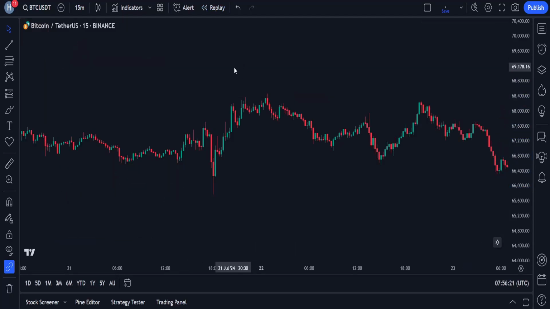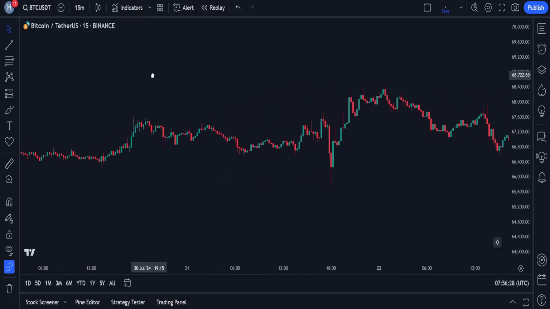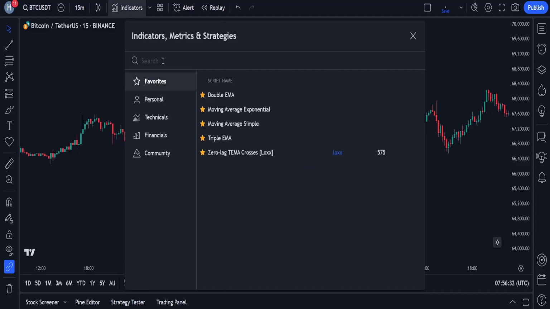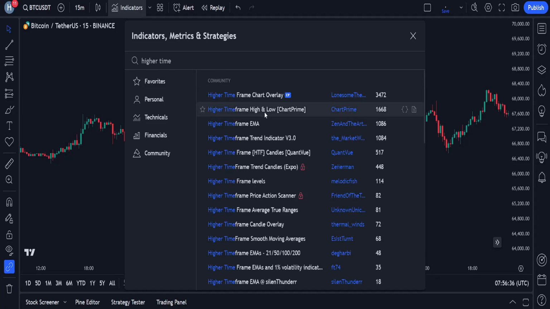So this is my TradingView trading chart, and I'm going to be using a Bitcoin chart on a 15-minute time frame to explain this strategy. To add this indicator to your trading chart, first of all, we will open the Indicators tab from here. Here we will search Higher Time Frame, High and Low. After that, we will add this indicator created by ChartPrime.